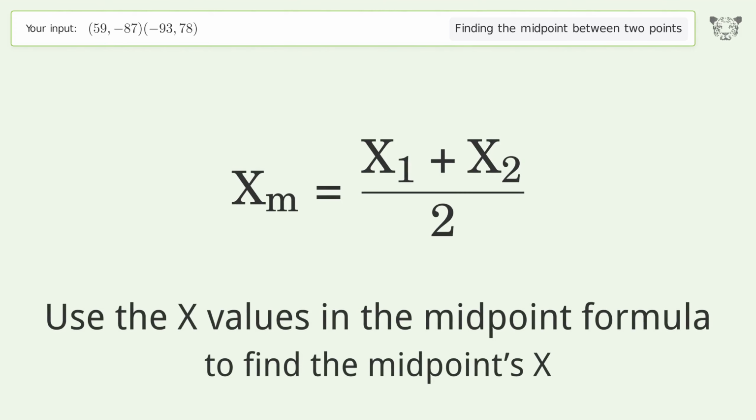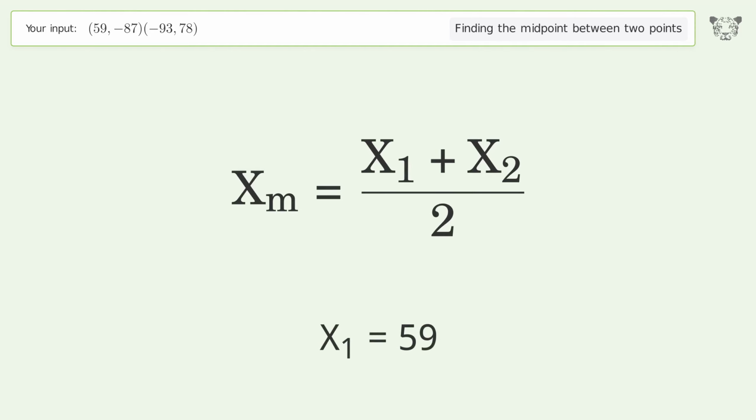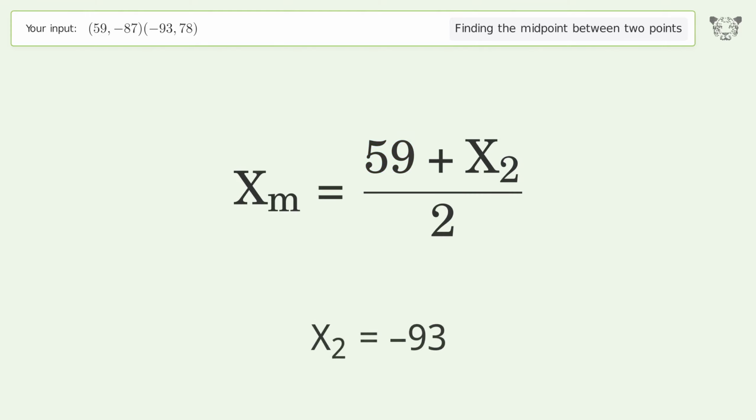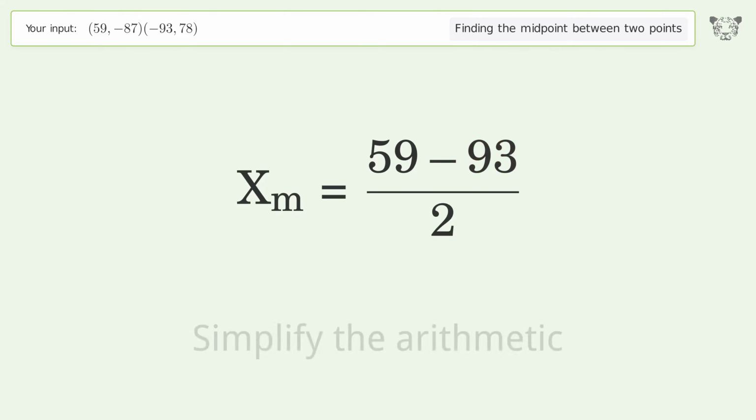Use the x values in the midpoint formula to find the midpoint's x. x1 equals 59. x2 equals -93. Simplify the arithmetic.